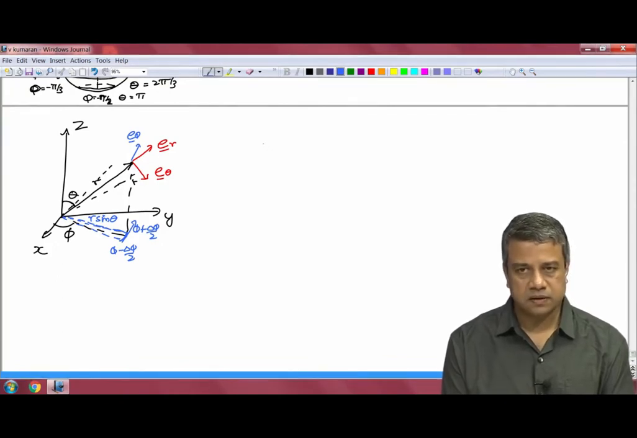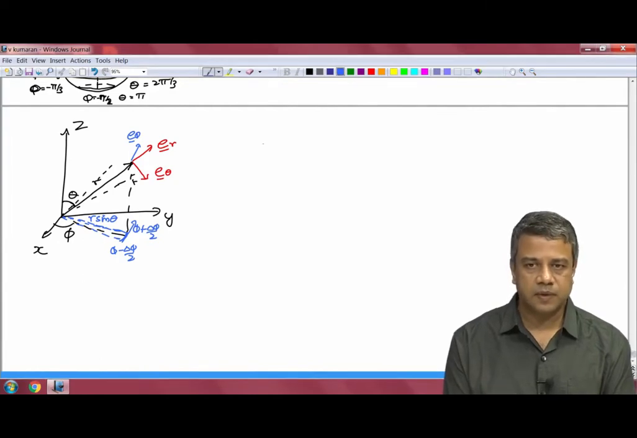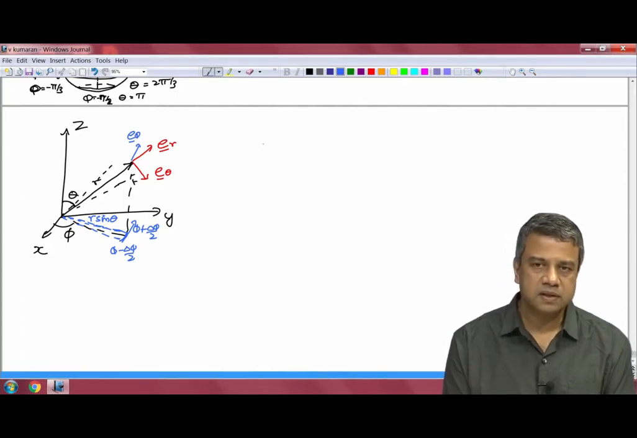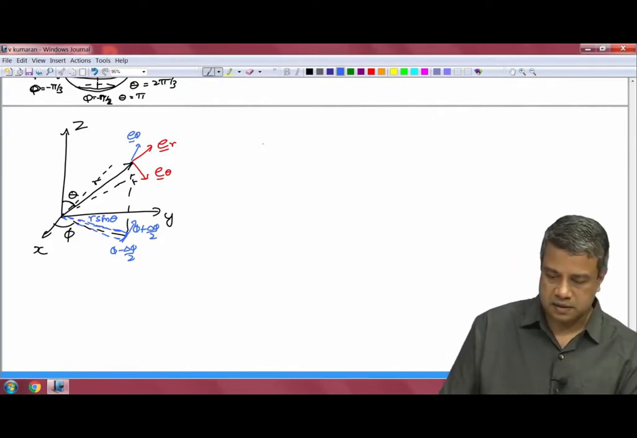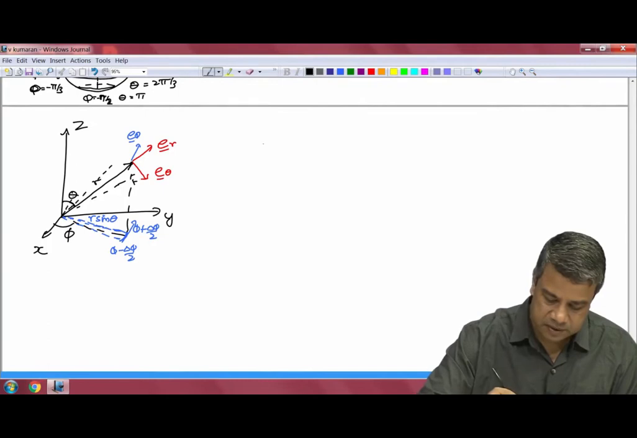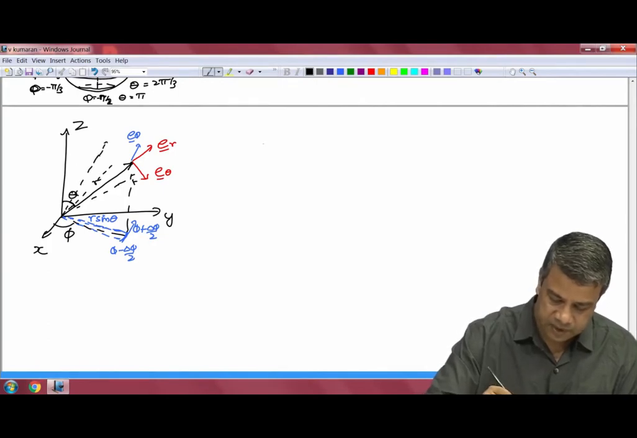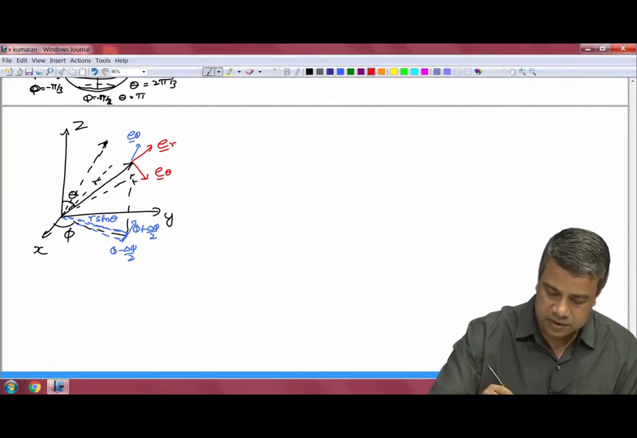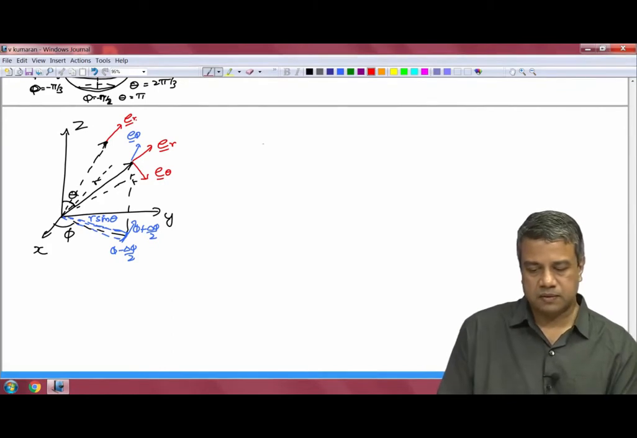So, this is an orthogonal coordinate system in which the three unit vectors are perpendicular to each other at all points in space. In contrast to the Cartesian coordinate system, the unit vectors are not independent of position. If I took another position, for example, here, the e_r unit vector will be in this direction, the radial direction will be in this direction.